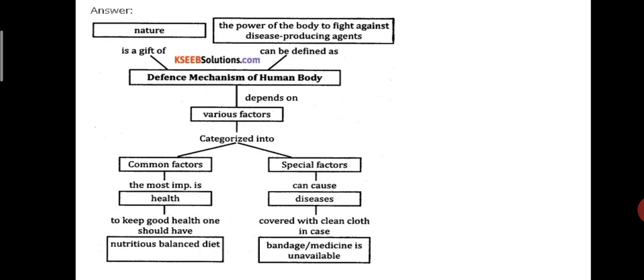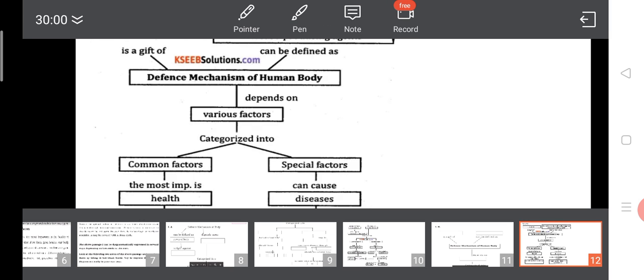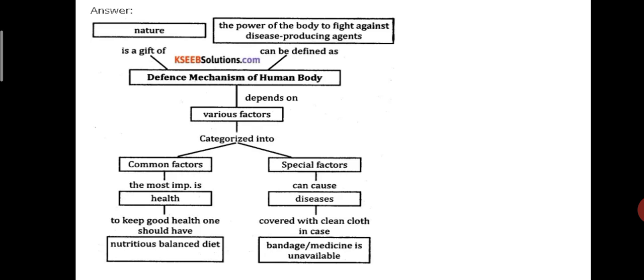So all these answers you get from the paragraph. Defense mechanism of the human body depends on various factors. Those are characterized into common factors and special factors. The most important is health. To keep good health, one should have a nutritious balanced diet, and special factors can cause disease; it should be covered with clean cloth in case bandage or medicine is unavailable.